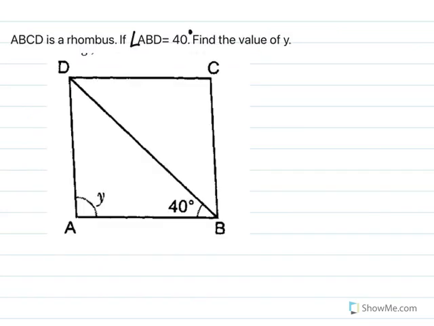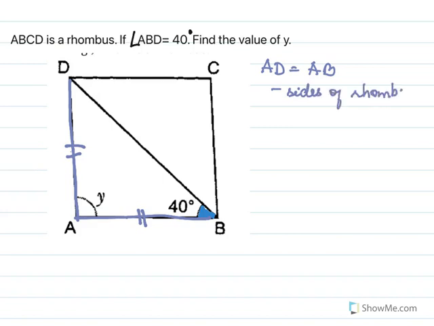ABCD is a rhombus and angle ABD is 40. So here is ABD and this is 40. Find the value of Y. Now in a rhombus, we know all the sides are equal. So we have AD equal to AB. Let's write that. AD equals AB, this is sides of rhombus. Now if the sides are equal, the angles also will be equal. So here this is 40, this also will be 40.